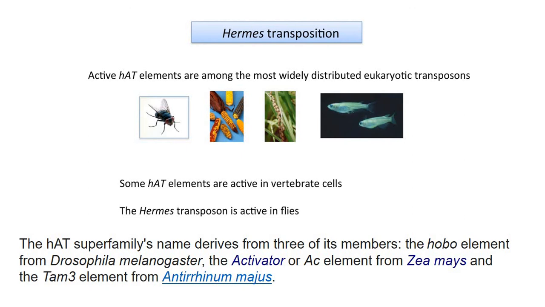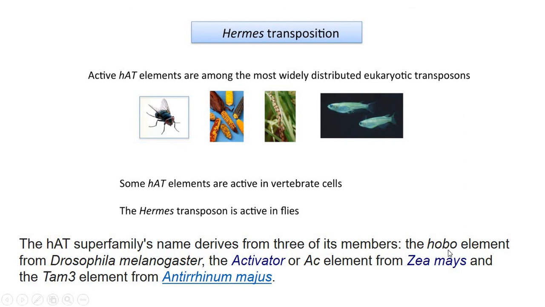These elements are present in a wide variety of eukaryotic organisms. So they are present in invertebrates, in plants, and vertebrates. All different orders of animals as well as plants have these hAT elements. There are a number of different hAT elements, though. The name hAT comes from three members, or three different organisms, from their transposable elements.